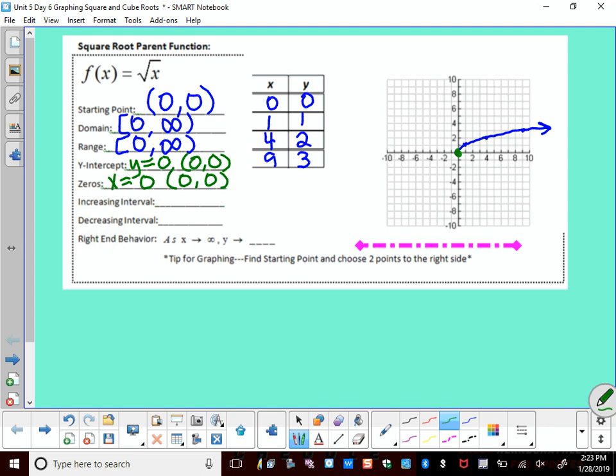We're on day 6. We're just starting the packet. You just missed your mini quiz and the homework review. Alright, increasing and decreasing intervals, we always look at my x values. Okay?